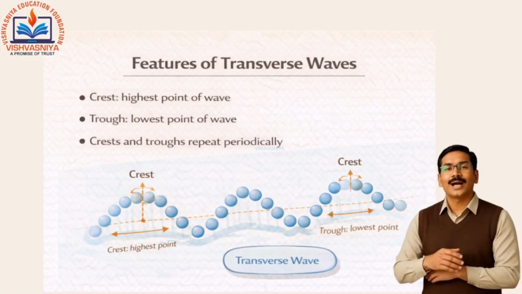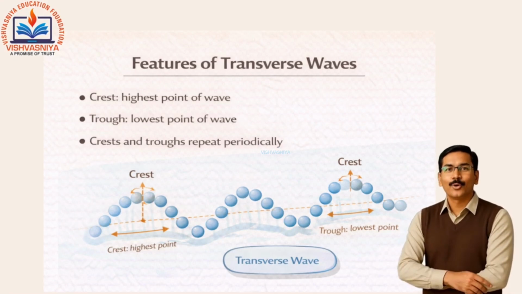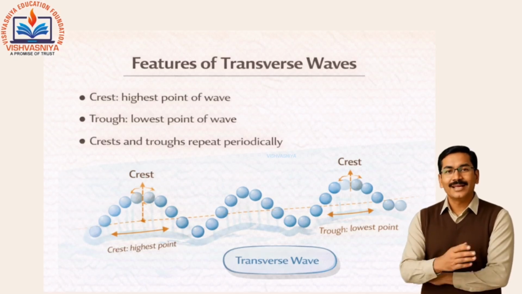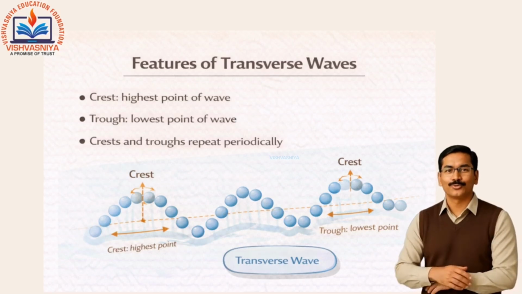Transverse waves have two characteristic features called crests and troughs. A crest is the highest point of the wave, and a trough is the lowest point. These features repeat at regular intervals as the wave moves forward.